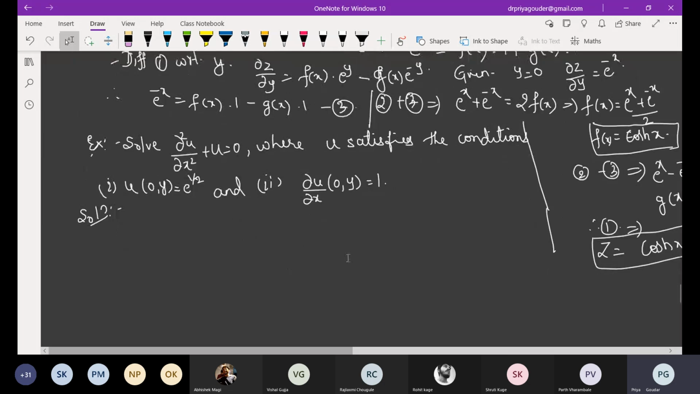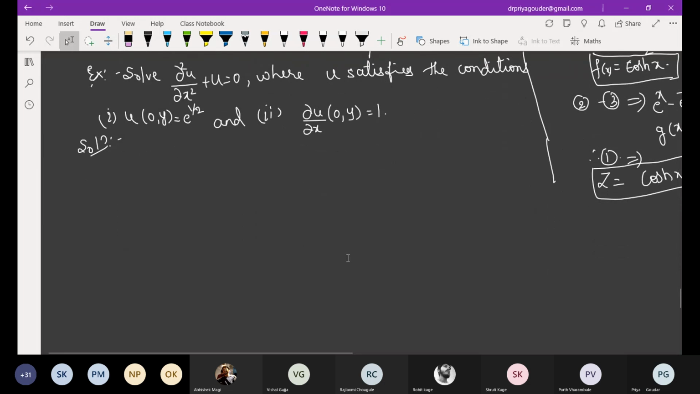Write down. Solve ∂²u/∂x² + u = 0, where u satisfies the condition u(0, y) = e^(y/2) and ∂u/∂x at (0, y) is equal to 1. Okay? Yeah.